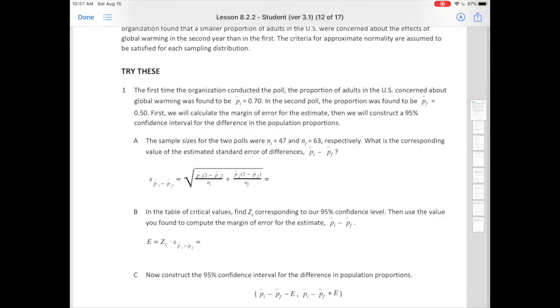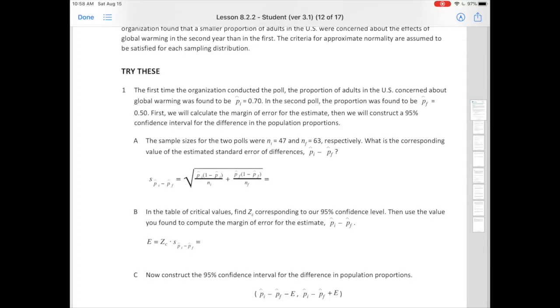First, we will calculate the margin of error for the estimate. Then we will construct a 95% confidence interval for the difference in the population proportions. The sample sizes for the two polls were n_I = 47 and n_F = 63, respectively. What is the corresponding value of the estimated standard error of the difference, p̂_I minus p̂_F?